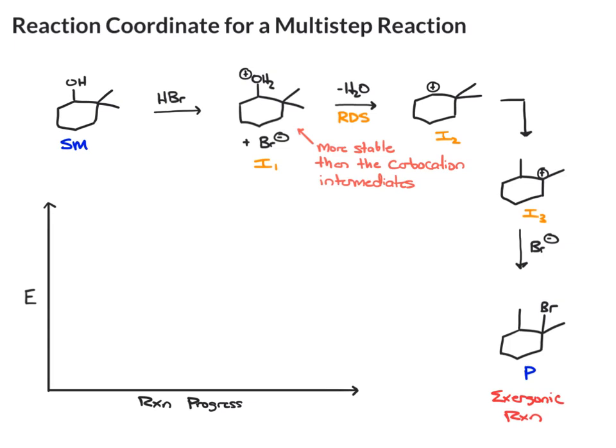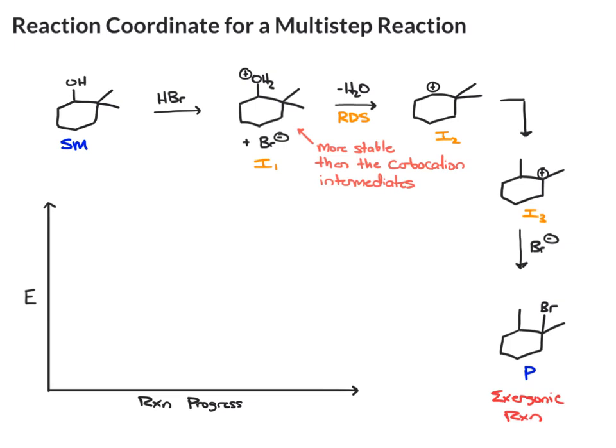Here's a reaction that we looked at in this chapter where we converted this alcohol into this bromide through a series of mechanistic steps. And what we want to do is plot this on the reaction coordinate diagram. Now you are told a couple of things experimentally. One is it's an exergonic reaction. Second is that this second step is the rate determining step. And then third, we're told that this intermediate right here is more stable than either of the carbocation intermediates. So with that information, we can plot the reaction coordinate diagram.